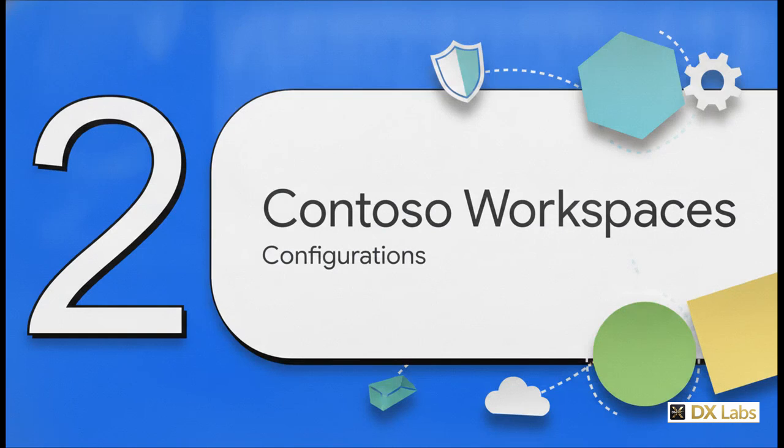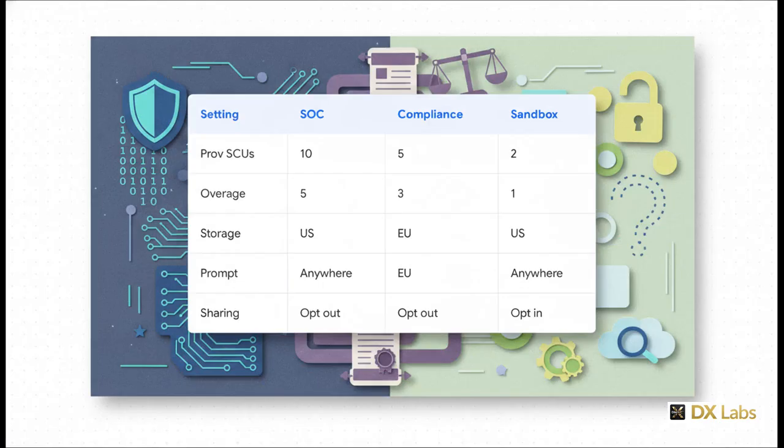Create 3 Contoso workspaces. To really see how this works in the real world, let's look at a fictional enterprise, Contoso, and how they strategically build out 3 completely distinct workspaces. Now, what's really interesting here is how these configurations radically shift depending on the team's purpose. Take the SCOC workspace, for example. It needs massive performance, right? So it's provisioned with 10 SCUs.